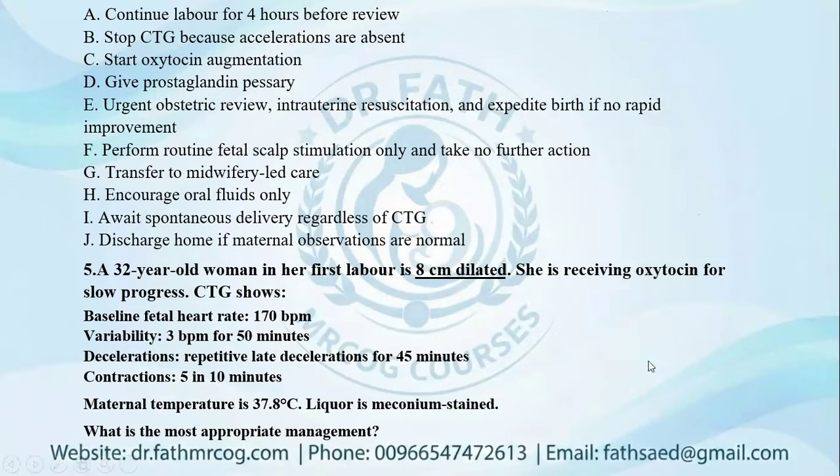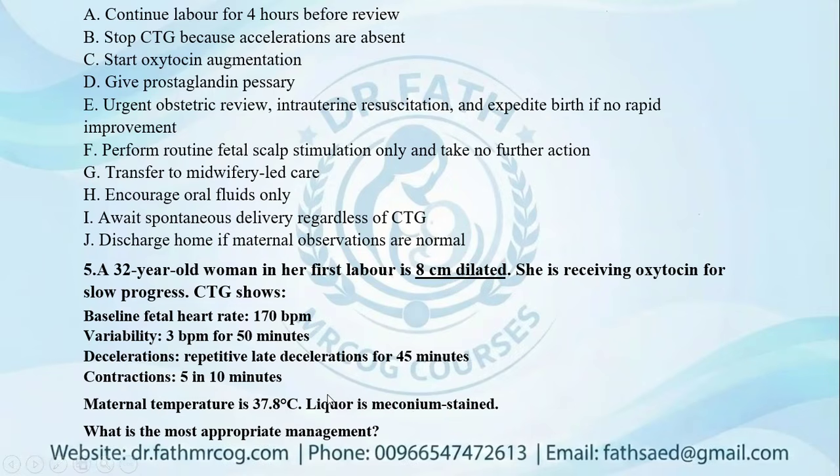A 32-year-old woman in her first labor is 8 cm dilated. She is receiving oxytocin for slow progress. CTG shows baseline fetal heart rate 170 beats per minute, variability 3 beats per minute for 50 minutes, repetitive late decelerations for 45 minutes, contractions 5 in 10 minutes, maternal temperature is 37.8 degrees centigrade, liquor is meconium stained. Here all are problems. The variability is reduced, the fetal heart rate is high, and the maternal temperature also starts to rise.